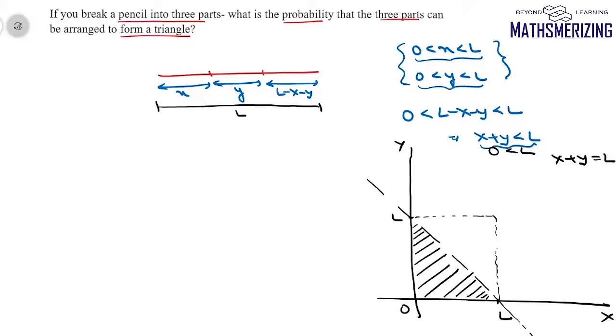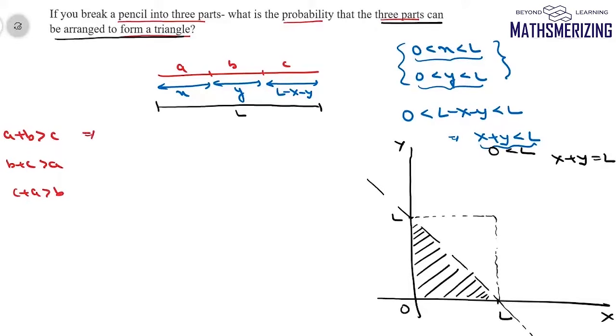Now we need to find the condition that these 3 parts can be arranged to form a triangle. Now let the 3 sides of a triangle be A, B and C. Now we know that A, B, C are sides of a triangle if they satisfy the triangle inequality, and the triangle inequality is that the sum of 2 sides is greater than the third side. So that means A plus B should be greater than C, B plus C should be greater than A, and C plus A should be greater than B.